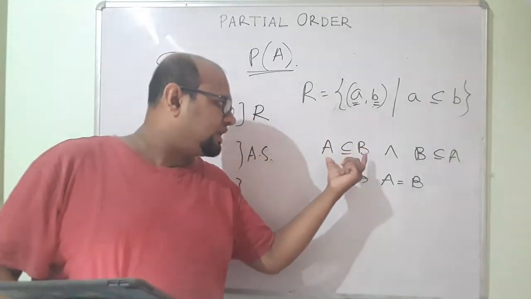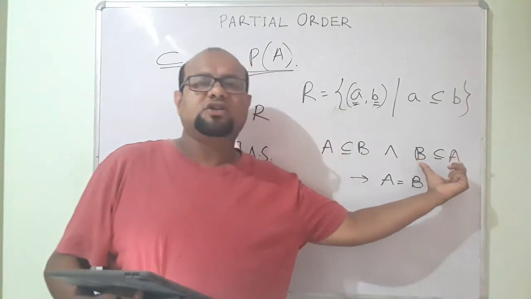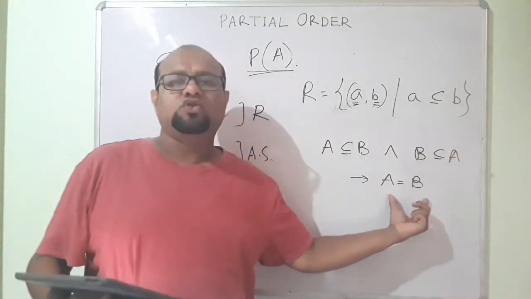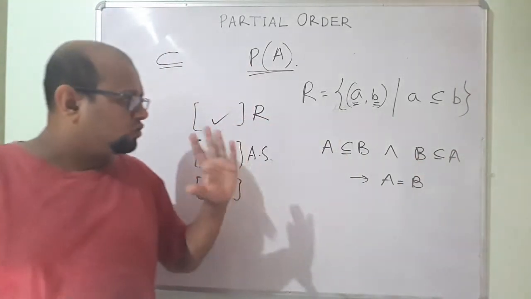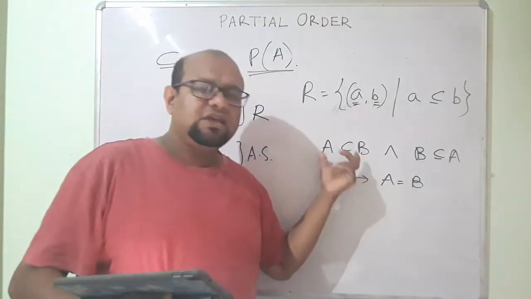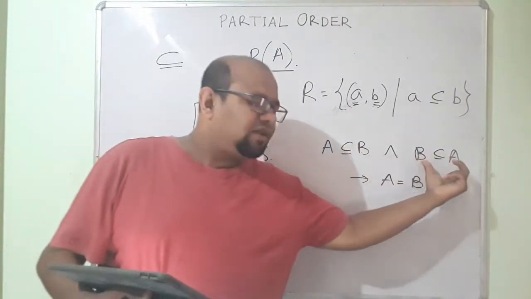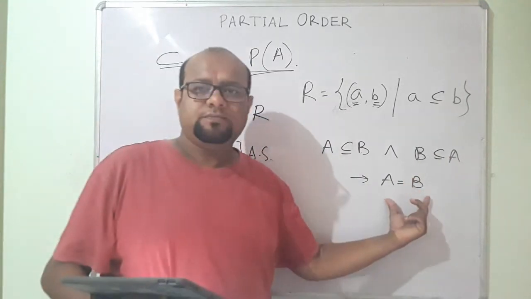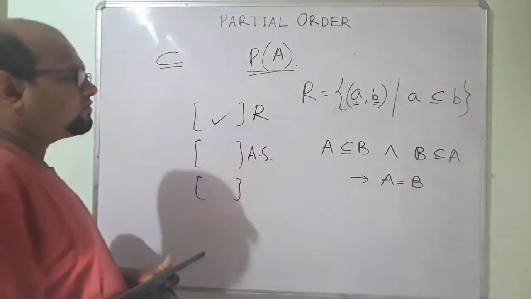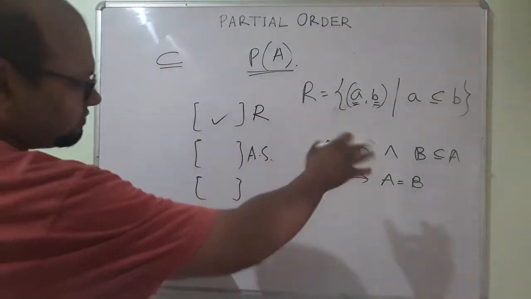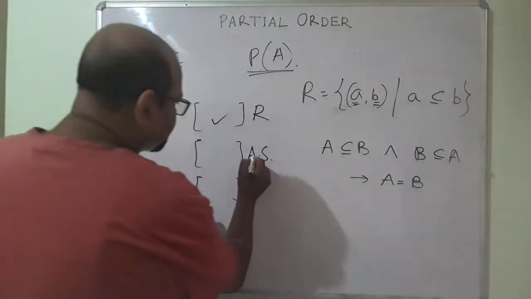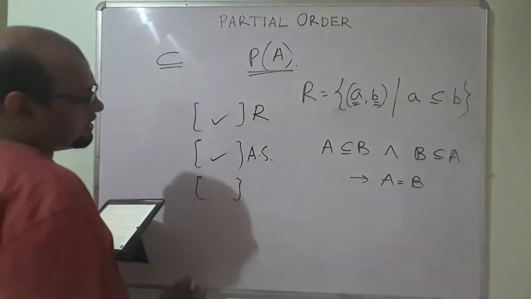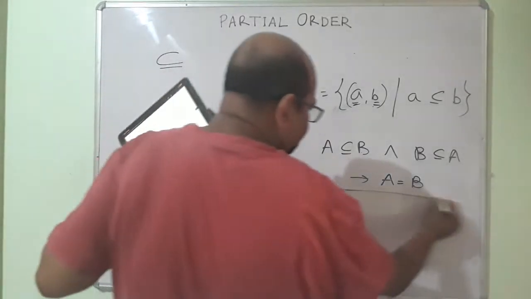Now we are given that A is a subset of B and B is a subset of A. That means A is equal to B. Right. So if (A, B) belongs to the relation and (B, A) belongs to the relation, it is only possible when A is equal to B. Correct? This is the definition of antisymmetry.